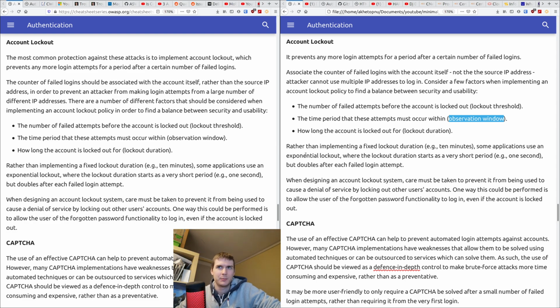Rather than implementing a fixed lockout duration, for example 10 minutes, some applications use an exponential lockout, where the lockout duration starts as a very short period, for example 1 second, but doubles after each failed login attempt.